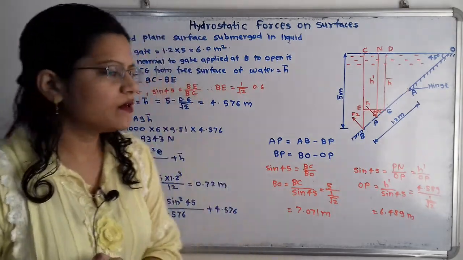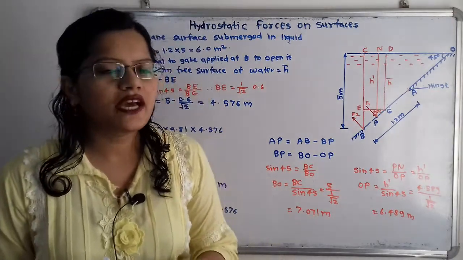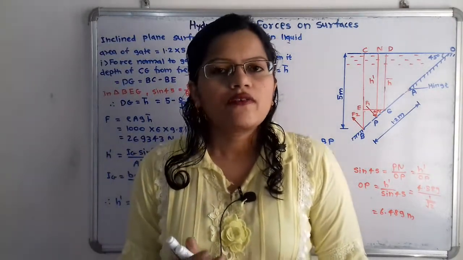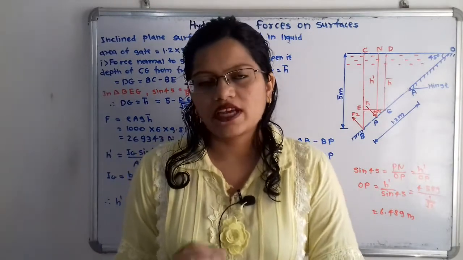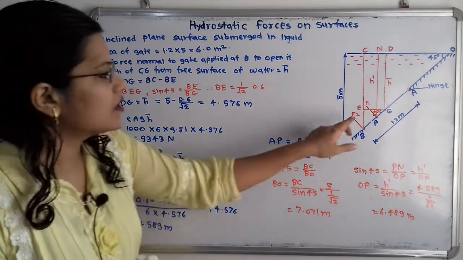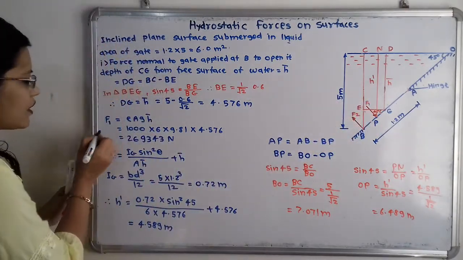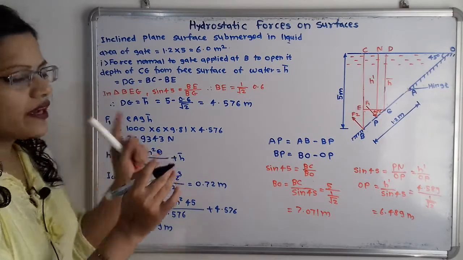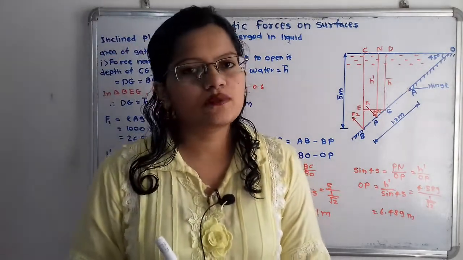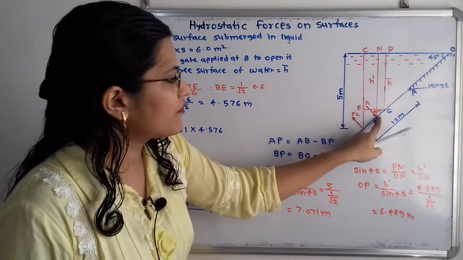Then again we will move for the calculation of h dash. H dash means we are now going to find out where is the center of pressure, that is the point of application of this total force. Now here this total force we will say here F1. So I will say this is the value of F1. Now where is the point of application of this total force F1? That is, it is below the center of gravity point.